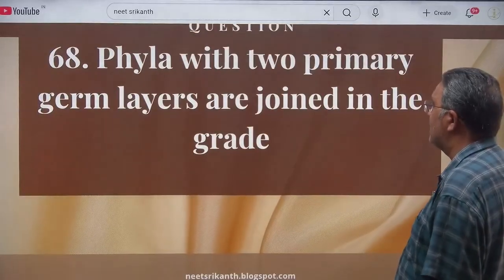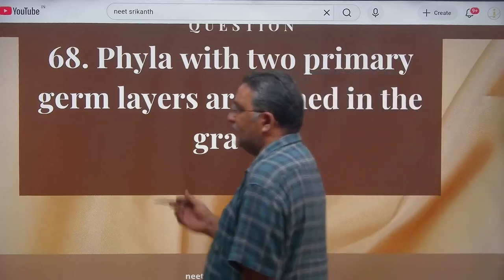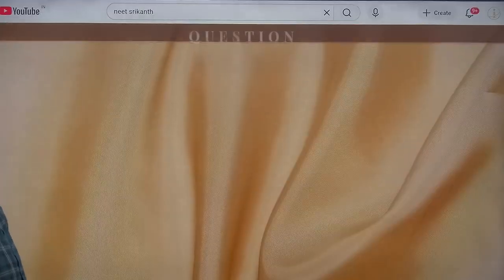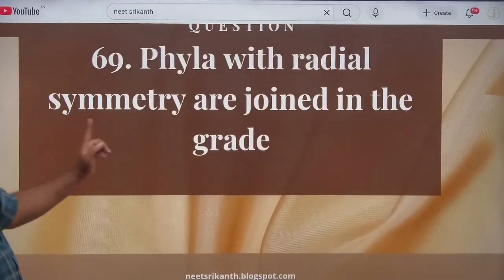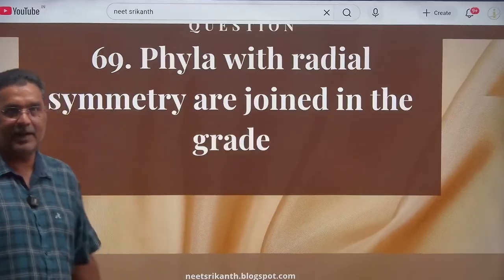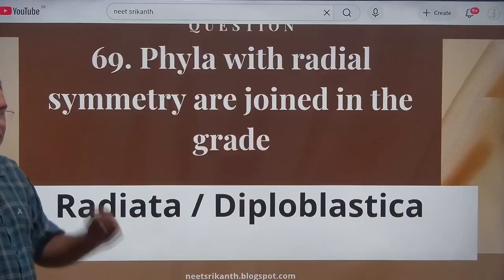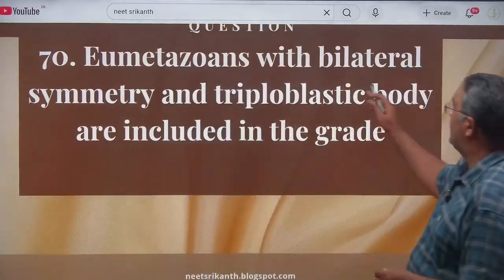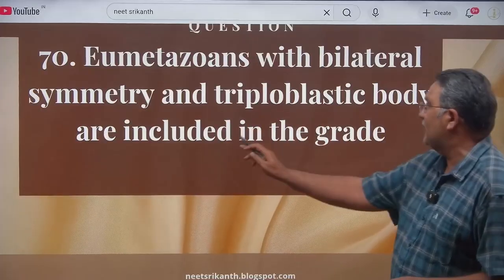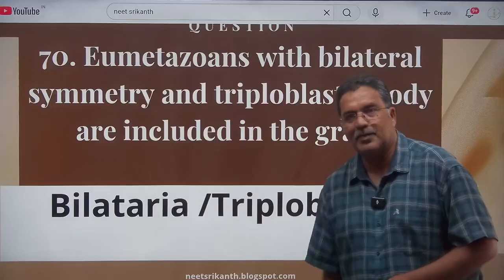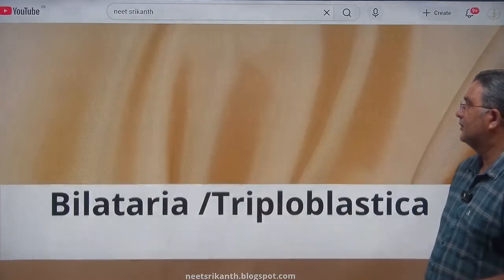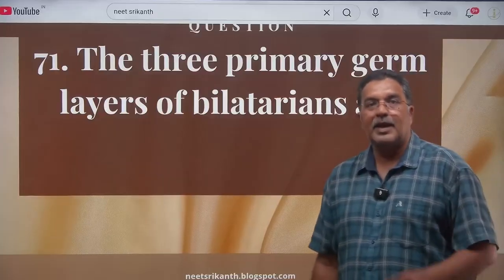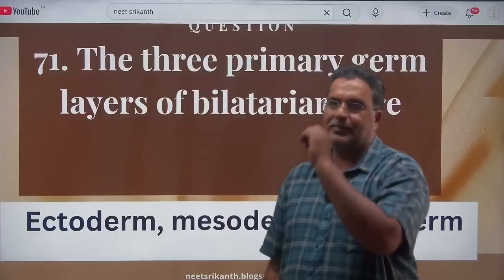Phyla with two primary germ layers are joined in the grade, that is Radiata or Diploblastica. Phyla with radial symmetry are joined in the grade Radiata or Diploblastica. Eumetazoans with bilateral symmetry and triploblastic body are included in the grade. Which one? Grade Bilateria or Triploblastica. Three primary germ layers of bilaterians, what are they? Ectoderm, mesoderm, endoderm.